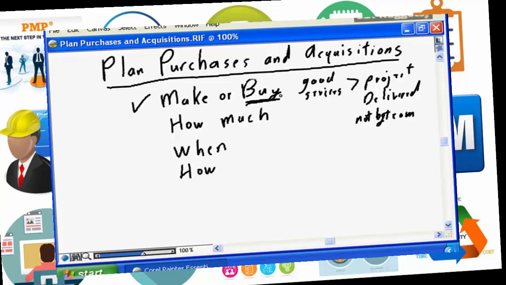Once you've made a buy decision, you then need to determine how much do you need to buy. Do you need to buy 1? Do you need to buy 50? Do you need to buy 5 hours? Do you need to buy 10 hours? You need to determine specifically how much of each good and each service you need to buy, and you need to determine when you need to be buying it.